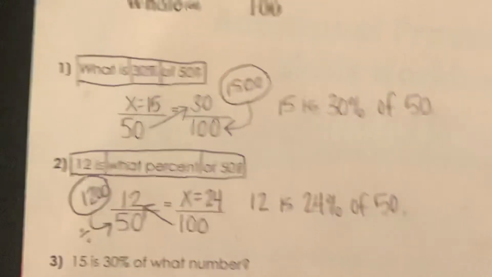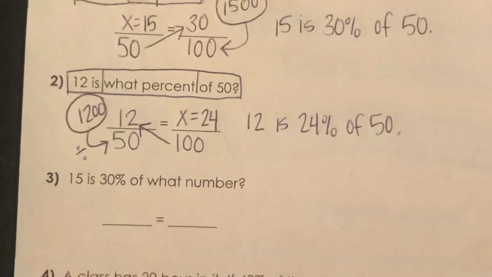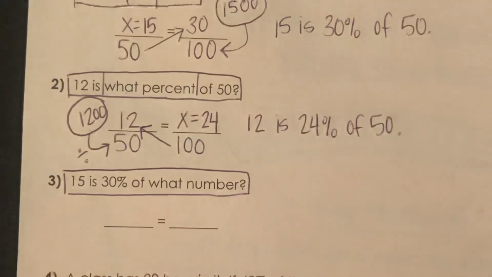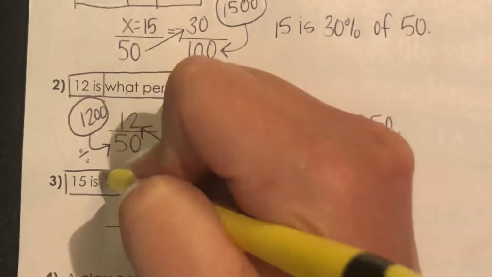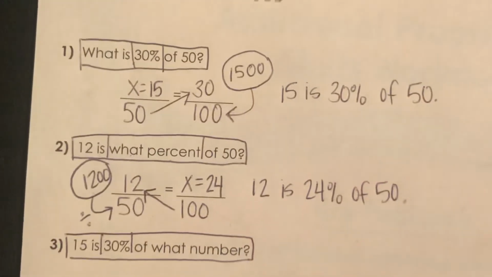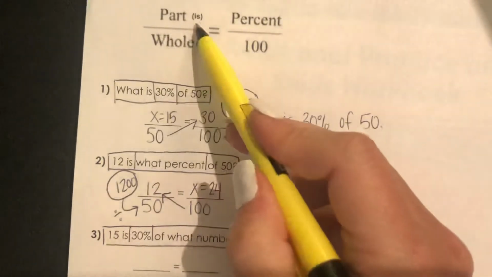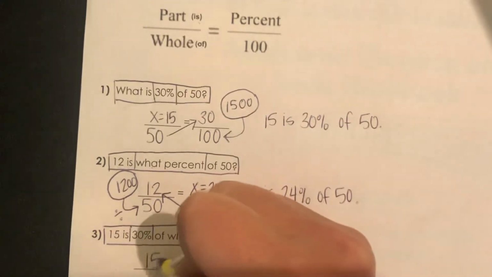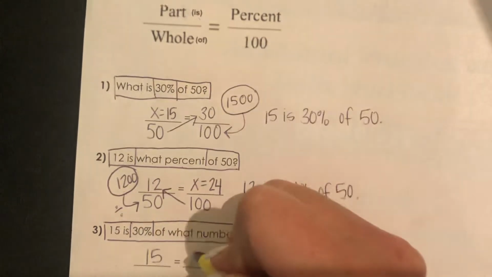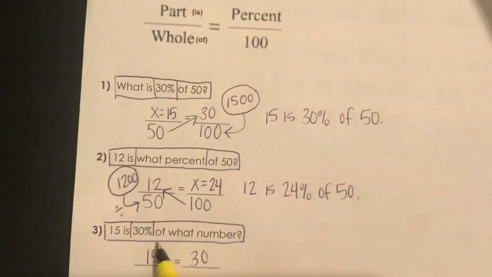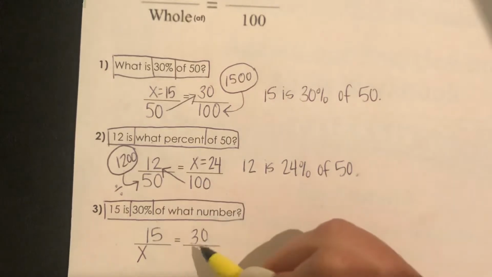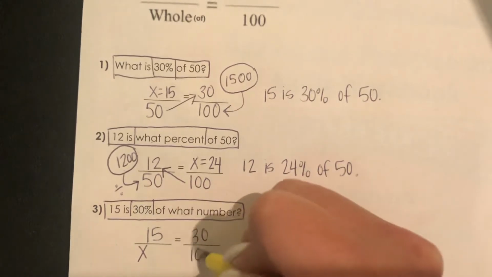All right, number 3. Same thing, we're going to put a box around it, and then we're going to box off our percent. This time we have a number, it's 30%. Okay, so 15 is, and we know that is our part, so 15 is our part. Then we have 30%, the percent goes right here. And then "of what number?" We don't know what number that is, so that's X. And then always underneath our percent is going to be 100.